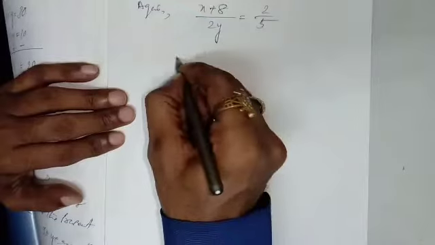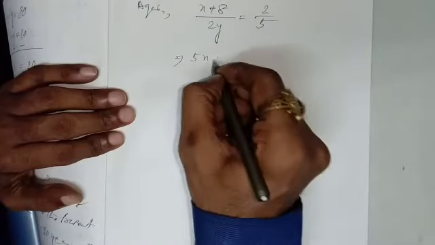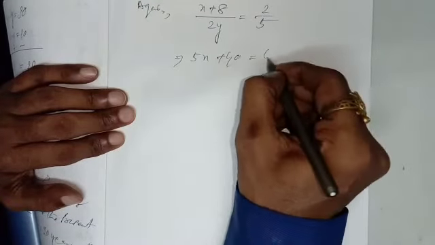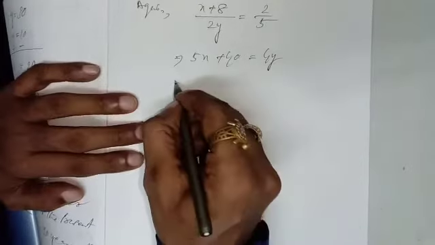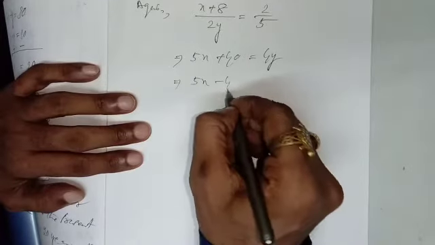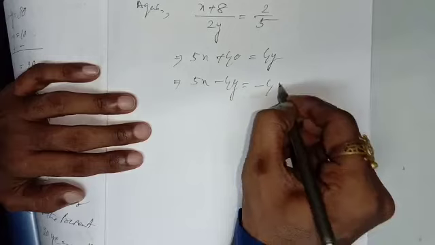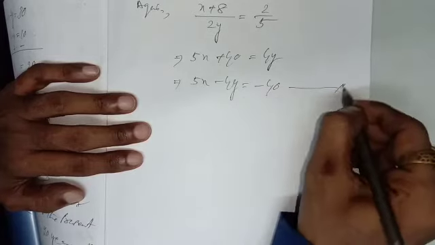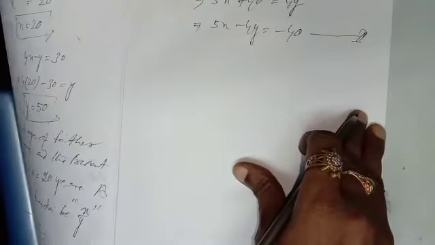Now again cross multiply: 5x plus 40 is equal to 4y. That means 5x minus 4y is equal to minus 40. This is equation number 2. Now you have to solve both the equations for x and y.